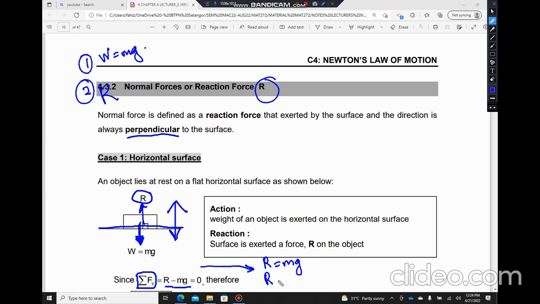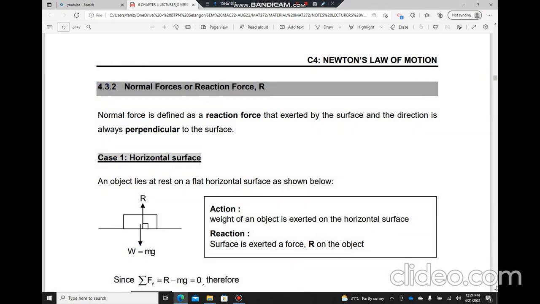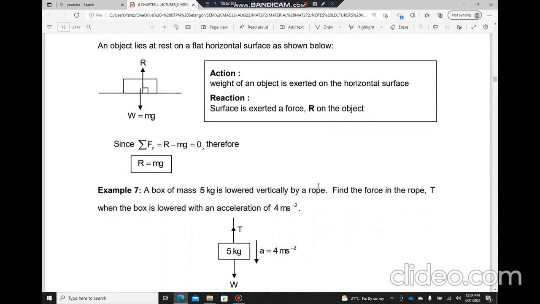Ataupun kita boleh guna formula R minus mg equals to 0. So jumlah daya sama dengan 0. Tapi make sure kat sini minus lah sebab dia arah ke bawah. Direction ke bawah. Okay, therefore we get the formula R equals to mg. Macam saya cerita tadi lah, maknanya daya ke atas dia akan sama dengan daya ke bawah ataupun jumlah daya R tolak mg equals to 0.